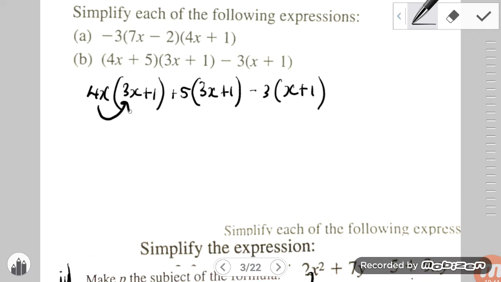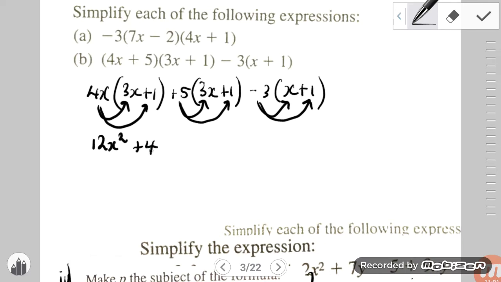Okay, so we have a series of basic distributions here. The 4x multiplies here and here. The 5 multiplies here and here. And the minus 3 multiplies here and here. So 4x times 3x, that's 12x squared. 4 times 1 is 4, along with the x, so that's 4x. 5 times 3x, that's 15x. 5 times 1, that's positive 5. Minus 3 times x is minus 3x. Minus 3 times 1 is minus 3.